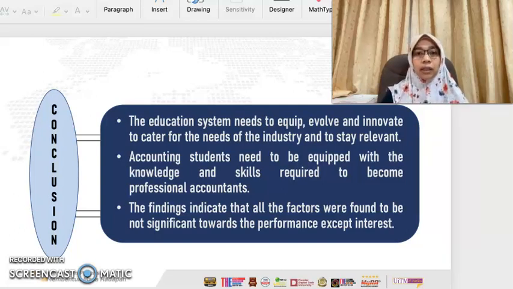I think this study has opened up an interesting finding that indicates interest is a very important factor that influences the performance of these students.